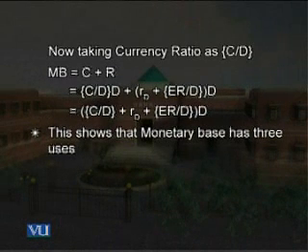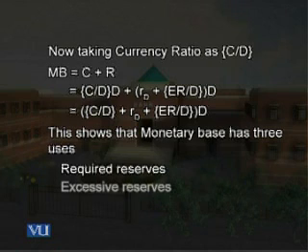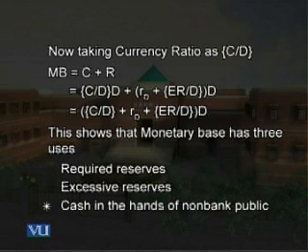This shows that monetary base has three uses, that is required reserves, excess reserves and cash in the hands of the non-bank public. So if we now want to analyze the monetary base, we need to focus on these three things. And we can say that our monetary base is dependent on the currency to deposit ratio, that is, how much currency to deposit ratio people want to keep. So this component C over D is decided by the non-bank public. Then is the required reserve ratio RD, which is decided by the central bank, the policy makers. And then is the excess reserve ratio which is decided by the commercial banks times the deposits.